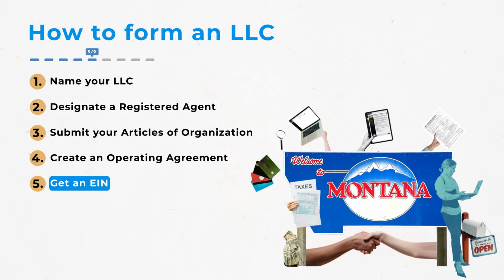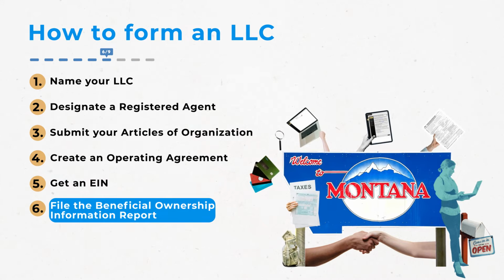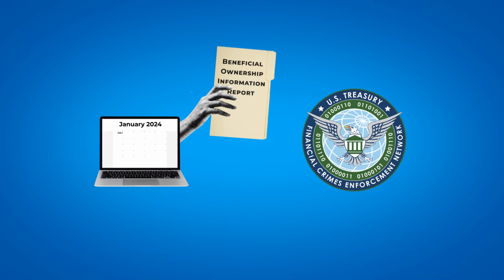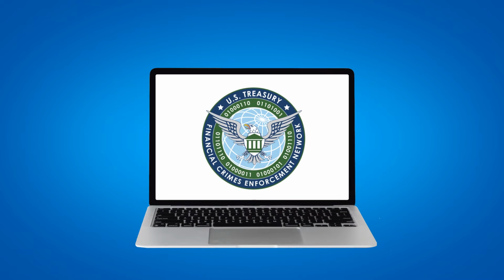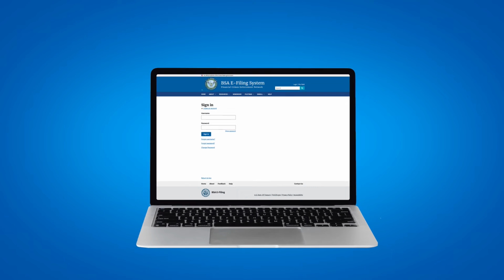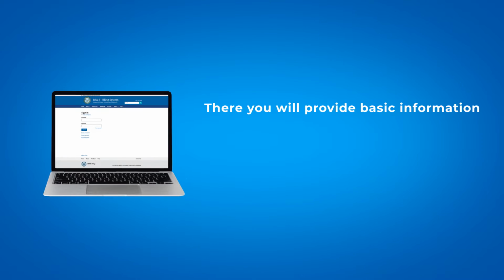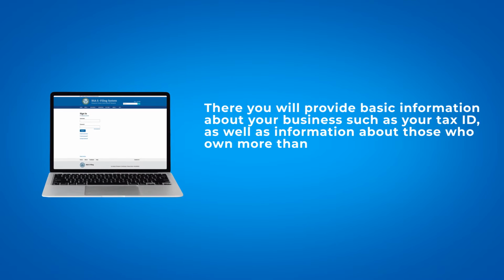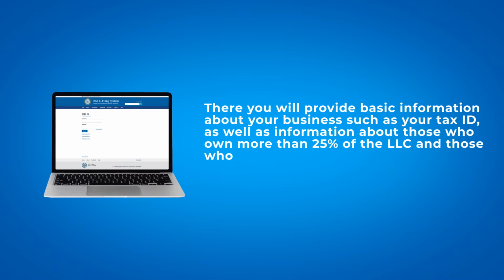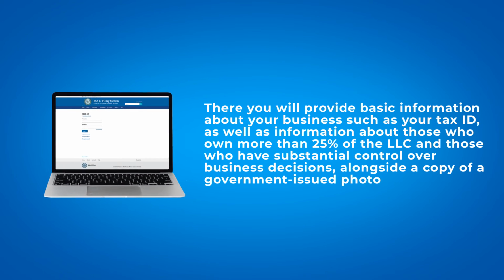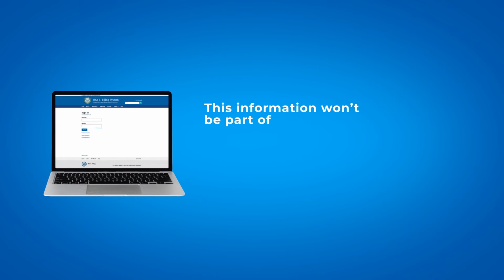Once you have your EIN, you're ready for step 6, filing the Beneficial Ownership Information Report. As of January 1st, 2024, you will need to submit a BOI report to the Financial Crimes Enforcement Network. FinCEN created an online portal called the Beneficial Ownership Secure System to upload your information. There, you will provide basic information about your business, such as your tax ID, as well as information about those who own more than 25% of the LLC and those who have substantial control over business decisions, alongside a copy of a government-issued photo ID. This information won't be part of public record.